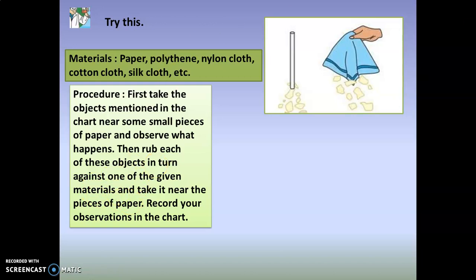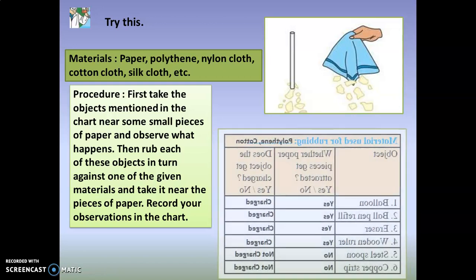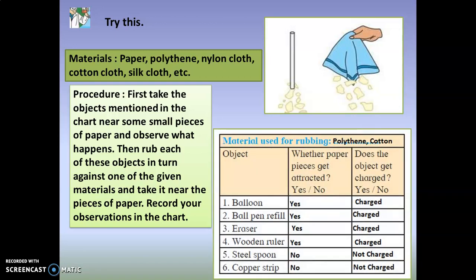And I will record the observation. Okay, so here what I observe is that some of the materials that I have taken for rubbing, polythene and cotton, then balloon, ball pen refill, eraser and wooden ruler, will attract the white paper. Therefore what I can say is all these objects are charged. Whereas the steel spoon and copper spoon will not attract the piece of paper.